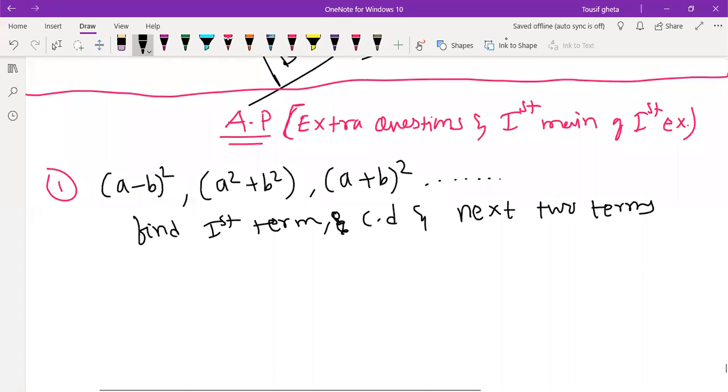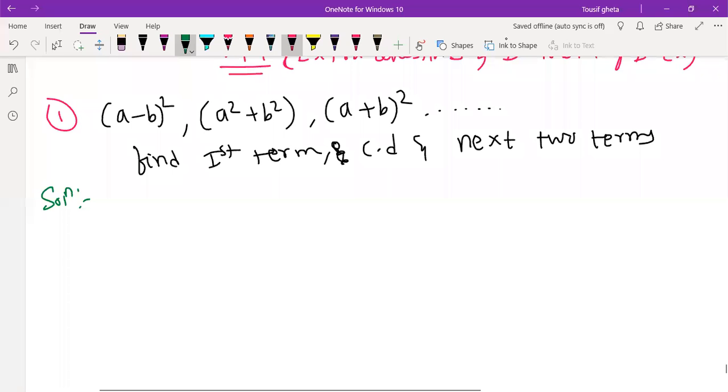These three things you need to find out. And whatever your doubts are, you can forward. We'll look on your screen. So we need to find the first term. A is equal to (a minus b) square. The first number itself is the first term. Now we need to find out the d.